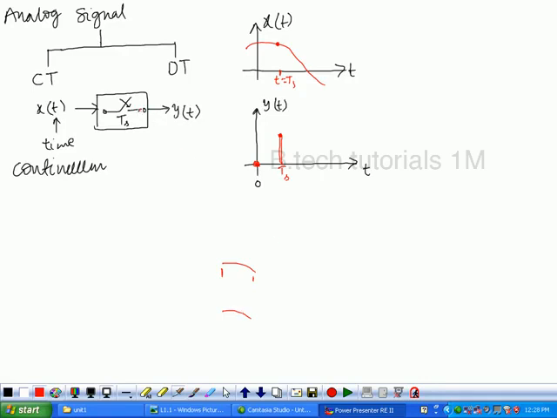For example, if it is an ideal switch and we are closing and opening in almost 0 seconds, then the output looks like a straight line with amplitude equivalent to the amplitude of the input at t equivalent to Ts. Correct? Now again close it after Ts seconds. After Ts seconds it will become 2Ts. So here this is 2Ts. At 2Ts what is the amplitude? This one.